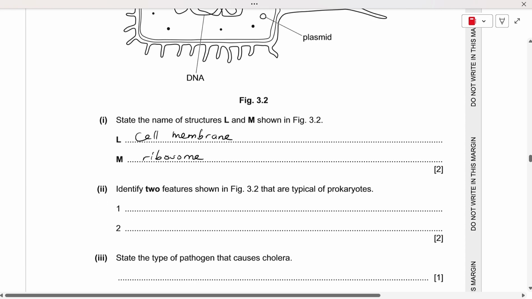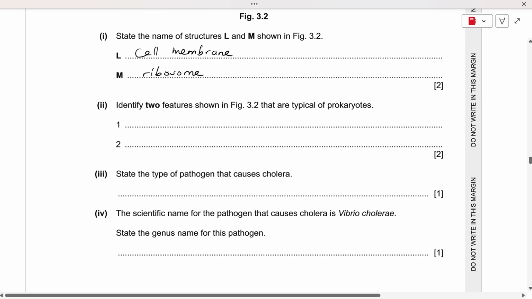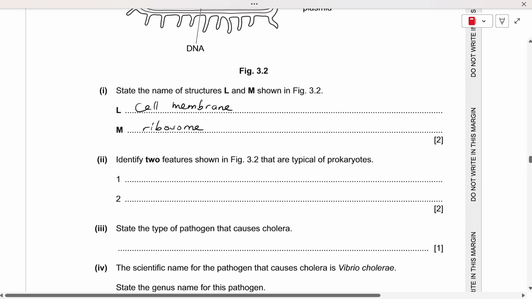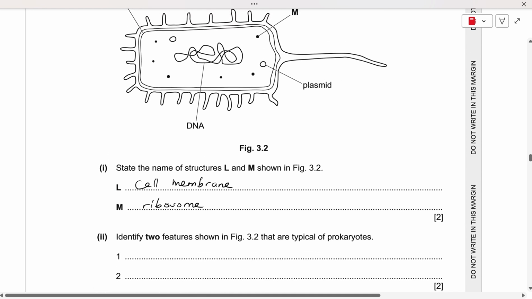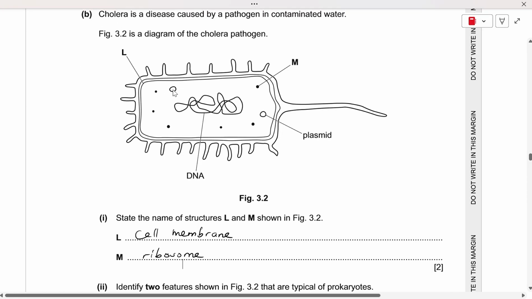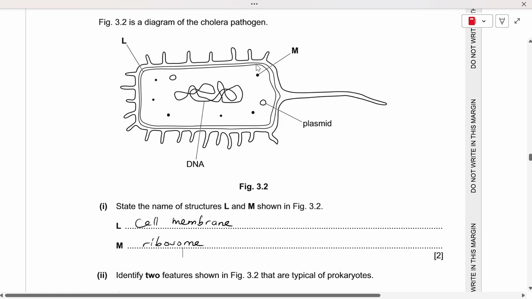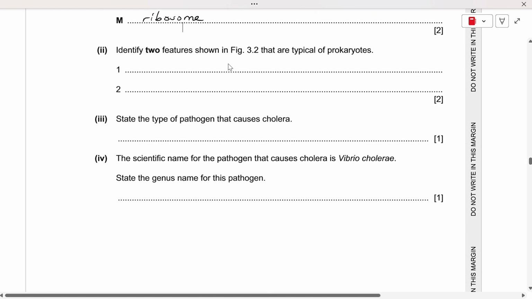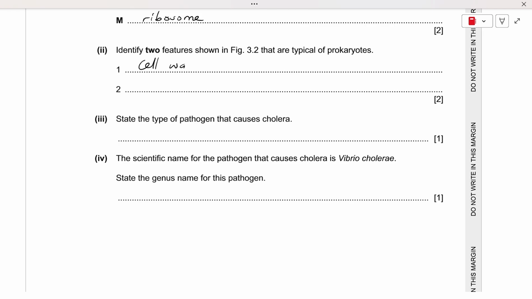Identify two features shown in figure 3.2 that are typical of prokaryotes. So what are the features that we can see here that are commonly found in prokaryotes? One of them is plasmid, this round structure over here. Apart from plasmids, prokaryotes usually have a cell wall. Also you can see that there's no nucleus around the DNA. So it's just a circular DNA found in the cytoplasm of the cell.